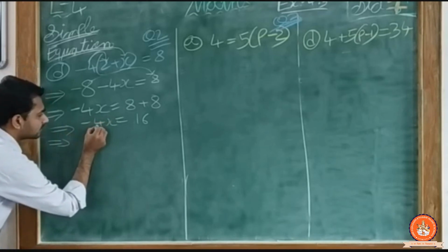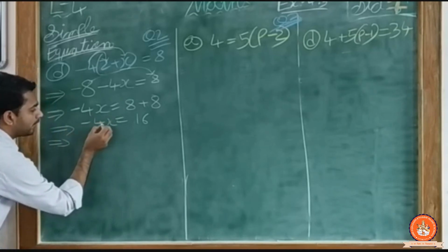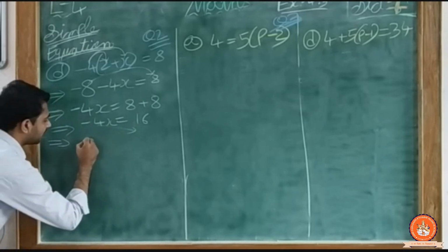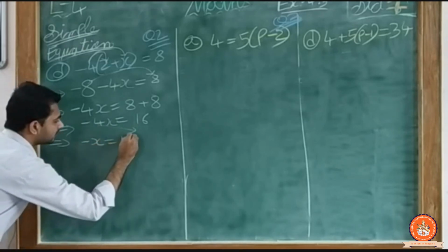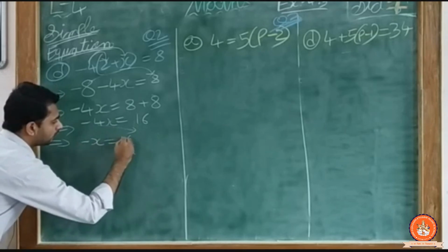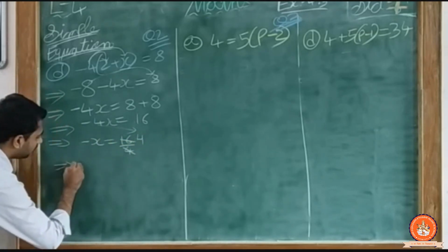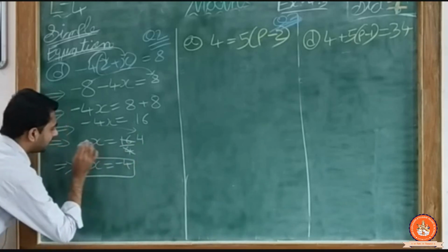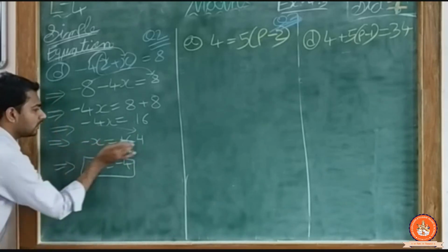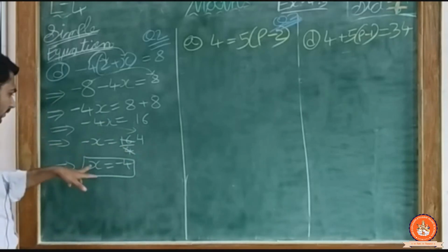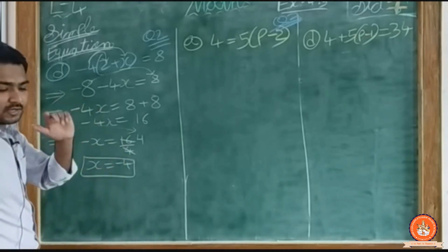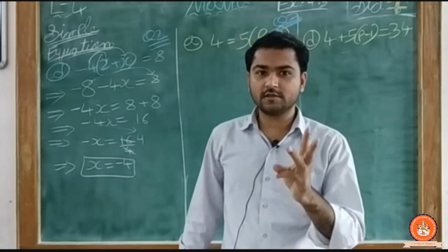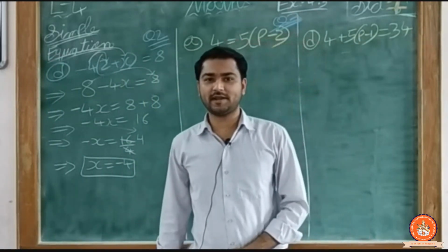Now taking this minus 4x, or you can say 4 on to the denominator on the right side, it means minus x is equal to 16 divided by 4, that means 4 4s are 16. So x is equal to minus 4. Giving this minus to the 4, it becomes x is equal to minus 4. Clear, students? Now I have solved 2 questions, 3 questions you have to solve by yourself for your practice.